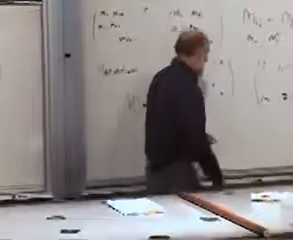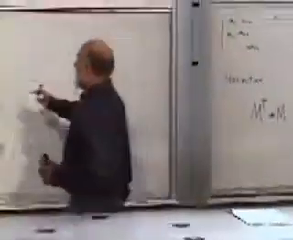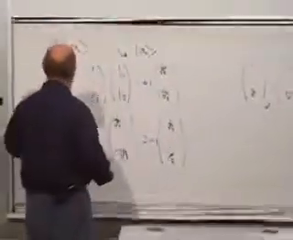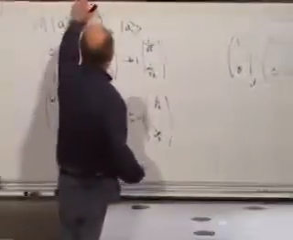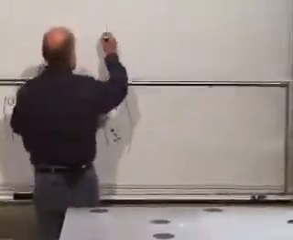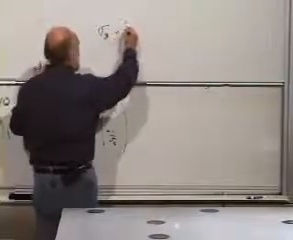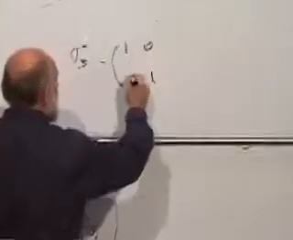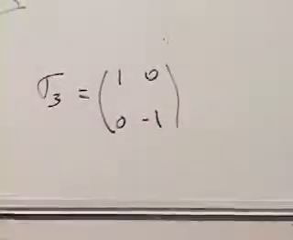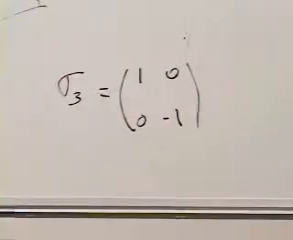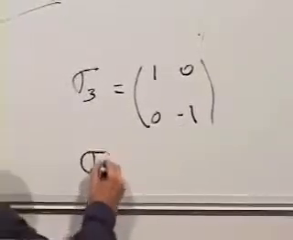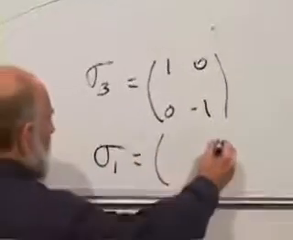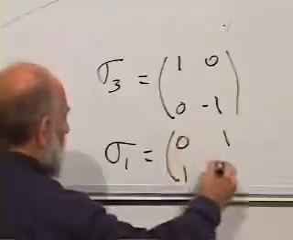What did you call the spin matrix? Sigma matrix or something? Okay, sigma 3. And this is the definition: 1, minus 1, 0, 0. And it has eigenvalue plus 1 and minus 1. Sigma 1 is equal to this: 0, 1, 1, 0.